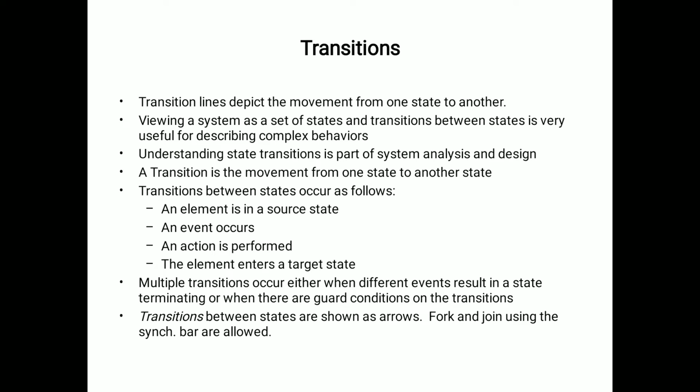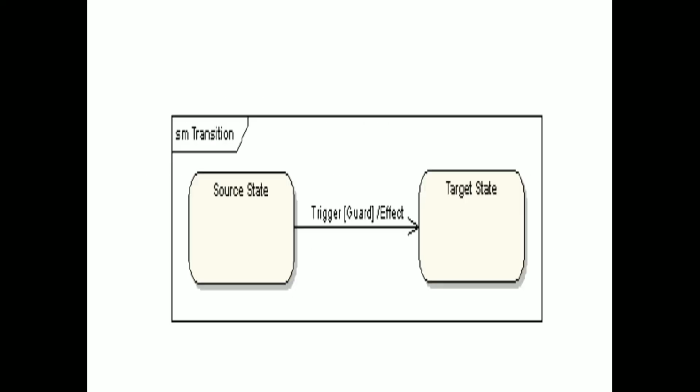Understanding state transition is part of system analysis and design. A transition is the movement from one state to other. Transition between states occurs as follows. An element is in a source state, an event occurs or an action is performed, the element enters a target state. So these are the transitions actually. Now same is here. You can see source state and target state, and here is the transition. When trigger or guard effect is there, transition is from source state to your target state.